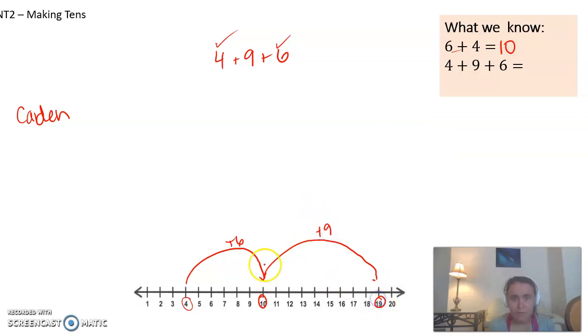And get the 19. And then the way that I would record that over here would be, once again, emphasizing the commutative property by changing the order of the 6 and the 9, and showing what's grouped first.